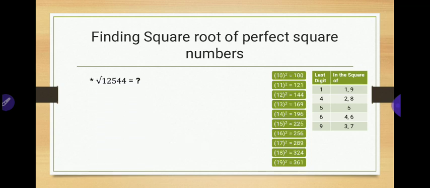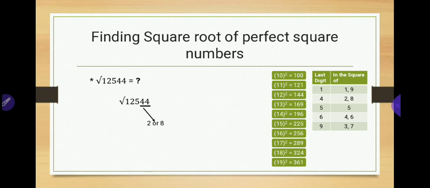We will take one more example, a little bit larger value. We will take the square root of 12544, and now make a group of 2, only 2 digits from the right-hand side, that is 44. The remaining group can be of 1 number, 2 numbers, or 3 numbers. Here 3 digits are there, 125. Now observe the group of 2 digits, that is 44. The last digit is 4, it is in the squares of 2 and 8.